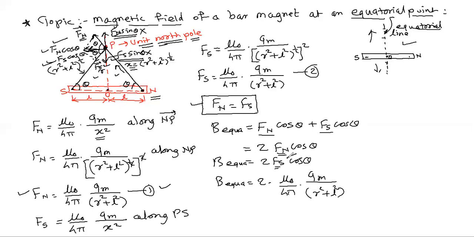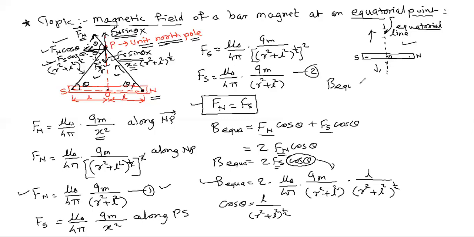And now we have to find the value of this cos theta. From the figure, you can apply it to this triangle or this triangle, you will get cos theta is equal to L upon R square plus L square raised to 1 by 2. So this will be multiplied here. This cos theta I will put the value L upon R square plus L square raised to 1 by 2. So dear student, now this equation will become B equatorial is equal to, now see here, 2 pole strength Qm and this L.